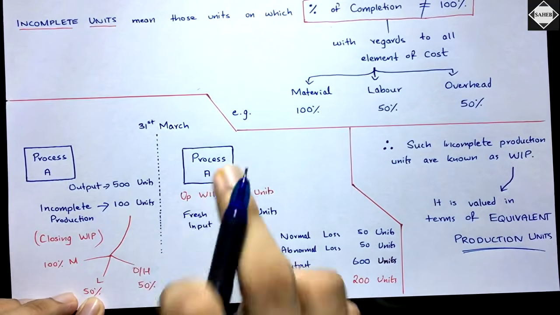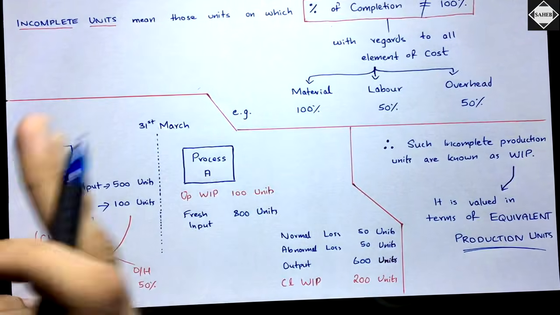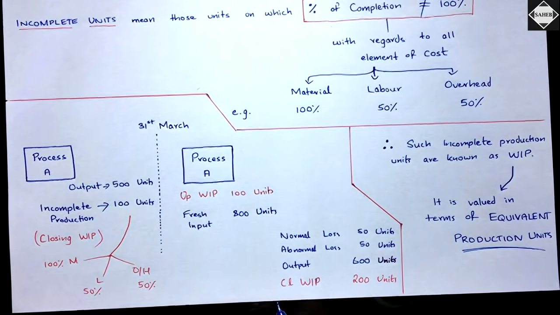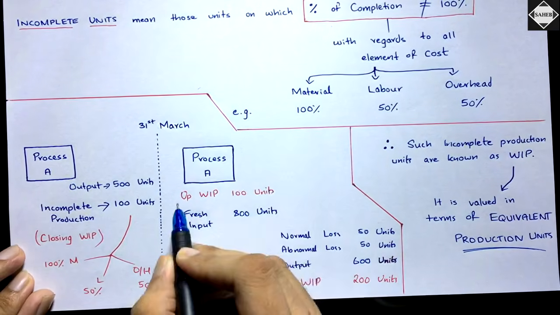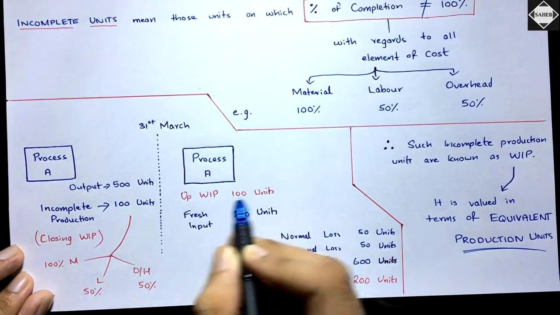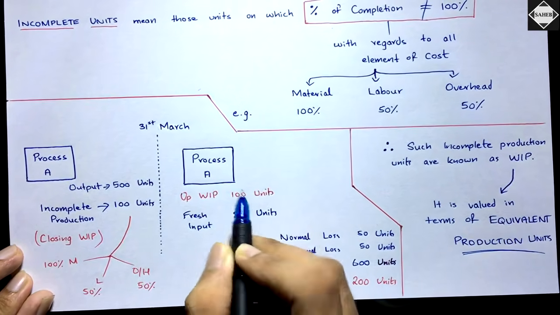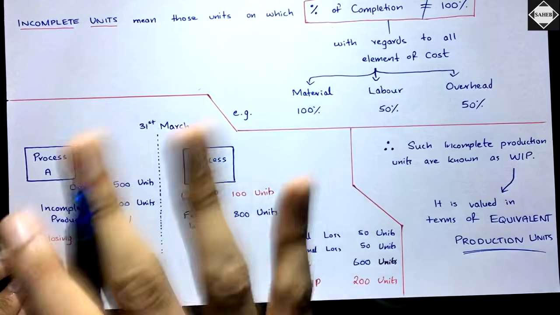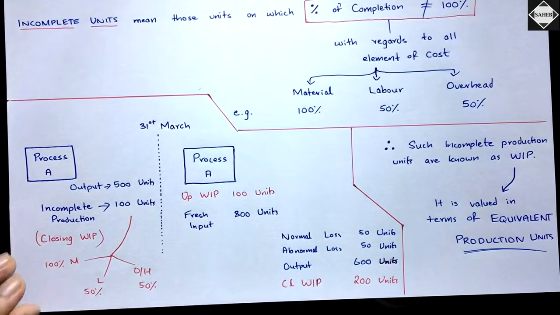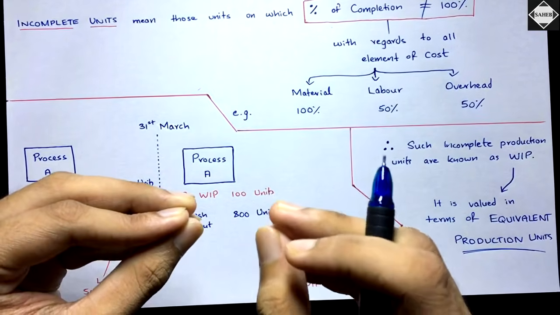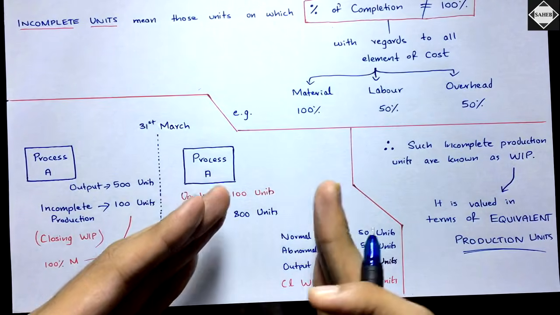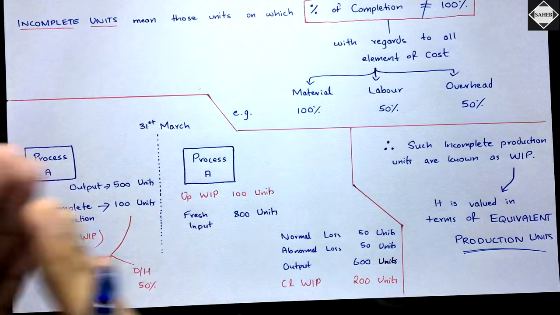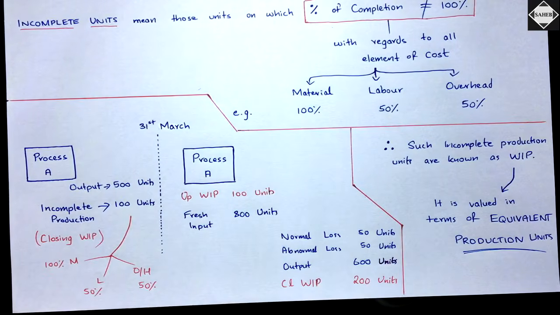Now the very next day, 1st April, in the same process A, I'm not talking about process B, what will happen? When the factory will be open, when the machinery will be switched on, they will see that in the machinery we have 100 incomplete units, not processed completely. So now what will happen? The pending work which is required will be done in this period. Isn't it simple? Some work was done over here, now some work will be done over here. Is that clear?